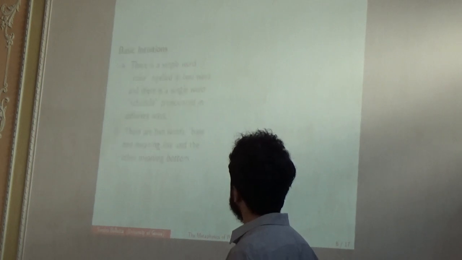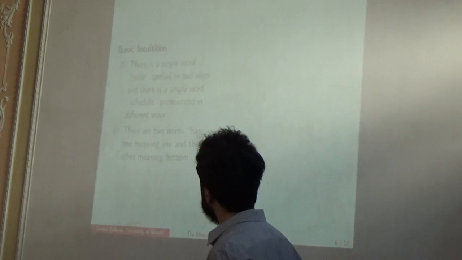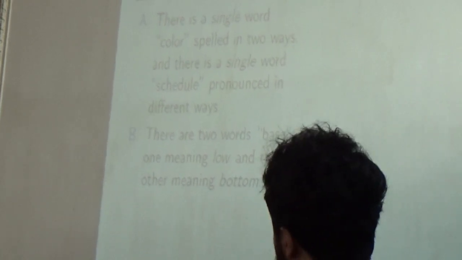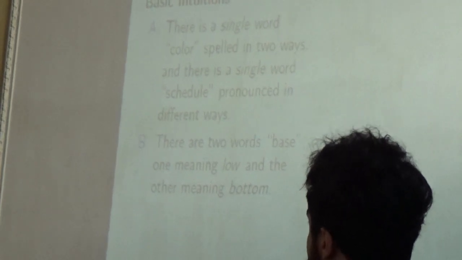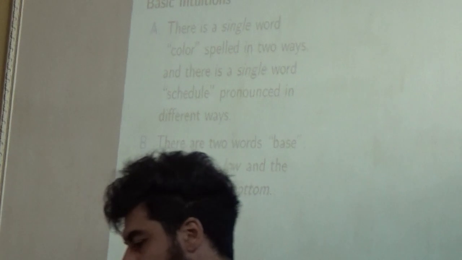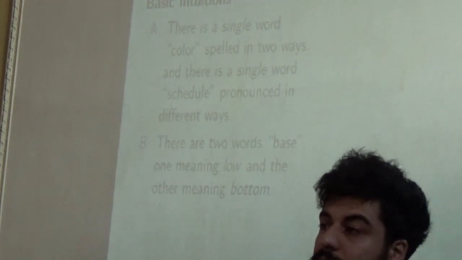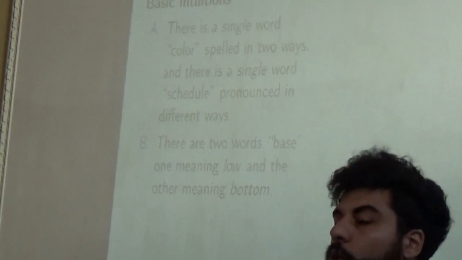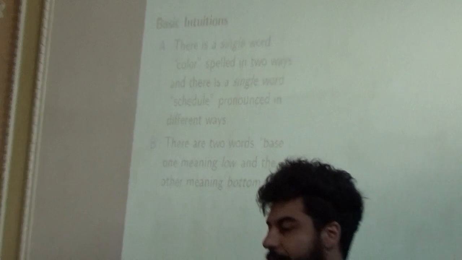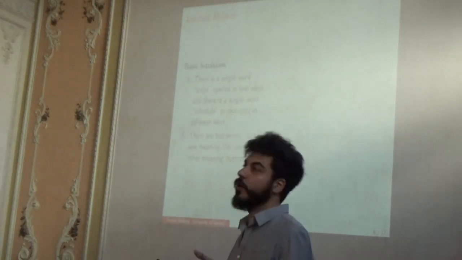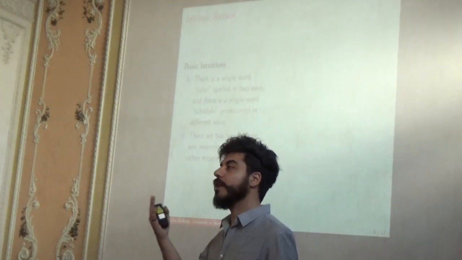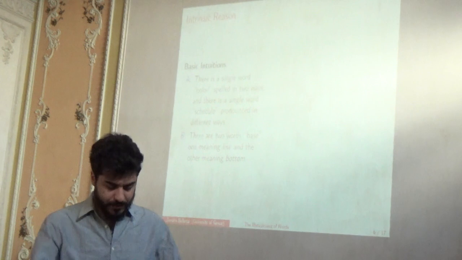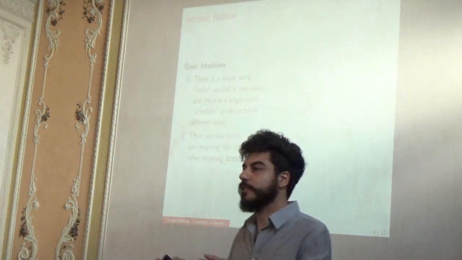Okay, let's see a couple of basic intuitions we're talking about. There is a single word color spelled in two ways, and there is a single word schedule pronounced in different ways. On the other hand, there are two words, base, one meaning low and the other meaning bottom. So we want to say that color spelled in two ways are not different words. We tend to say that it is the same word. On the other hand, we want to say that base is two words with different meanings, like bank. We tend to consider bank to be two different words. And so you can track down the difference between logical polysemy and accidental polysemy. You know, words like Italy are polysemous, but polysemous within a range of logically connected concepts.